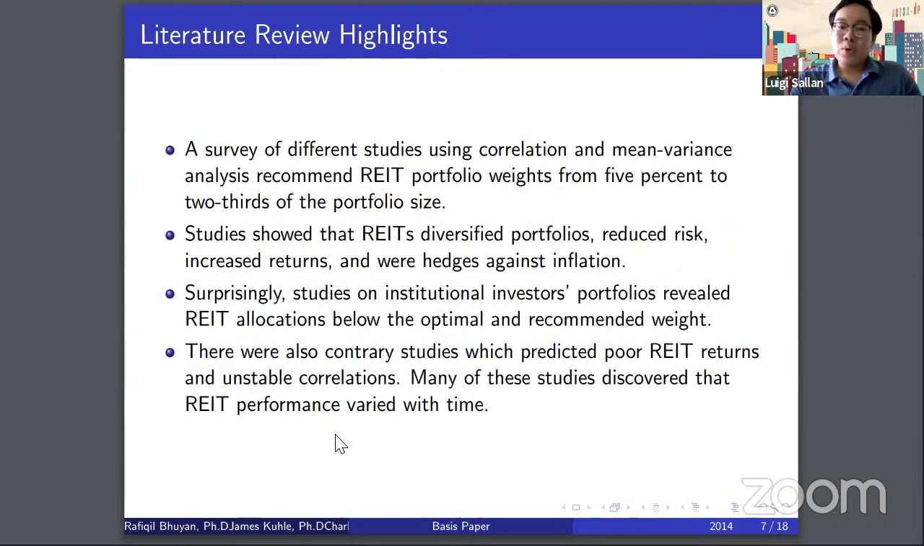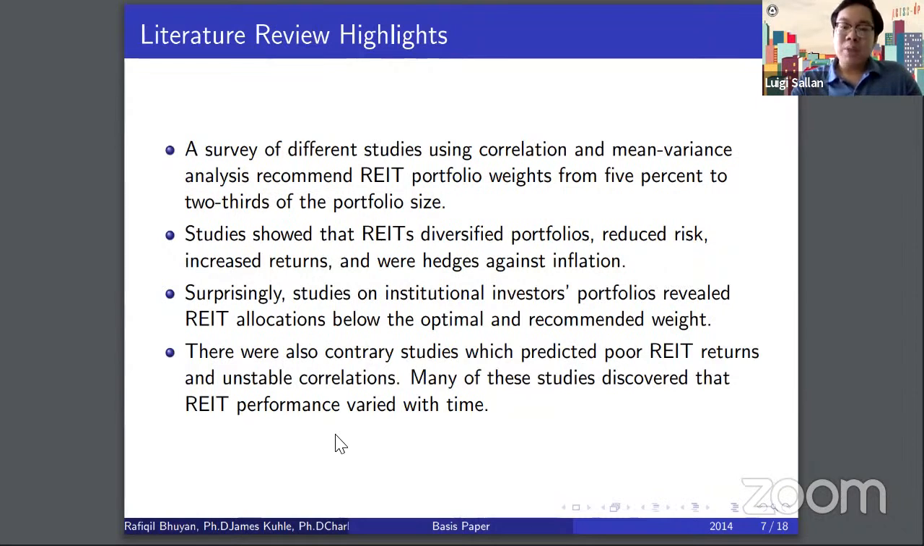Surprisingly, though, even if a lot of studies attribute good qualities to the REITs, studies on the portfolios of institutional investors like pension funds determine that the REIT allocations in those portfolios were below the theoretically optimal and recommended weights. Then comes the other side of the spectrum, because we also have studies where REIT returns were projected to be poor compared to other assets, and they have unstable correlation. So it's hard to determine things like diversification potential.